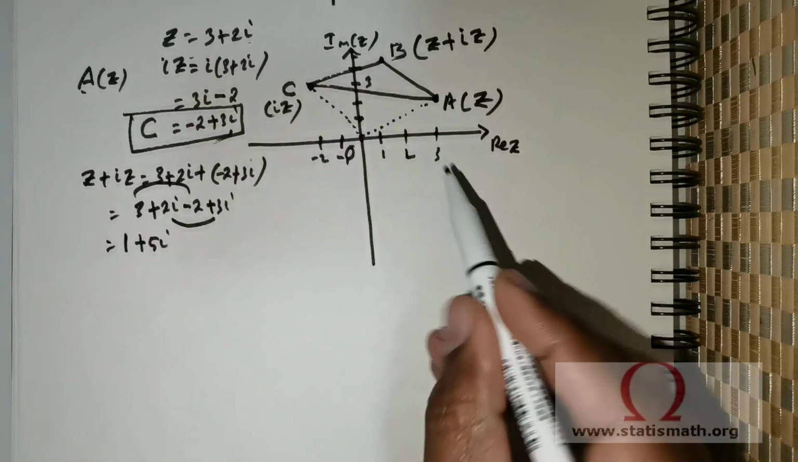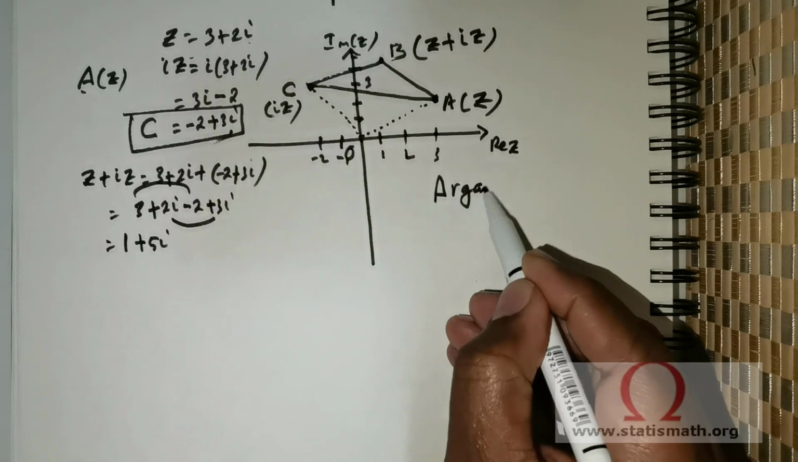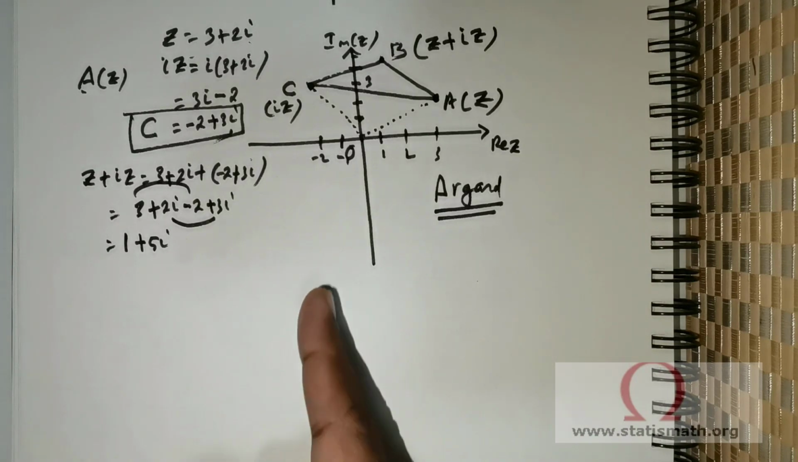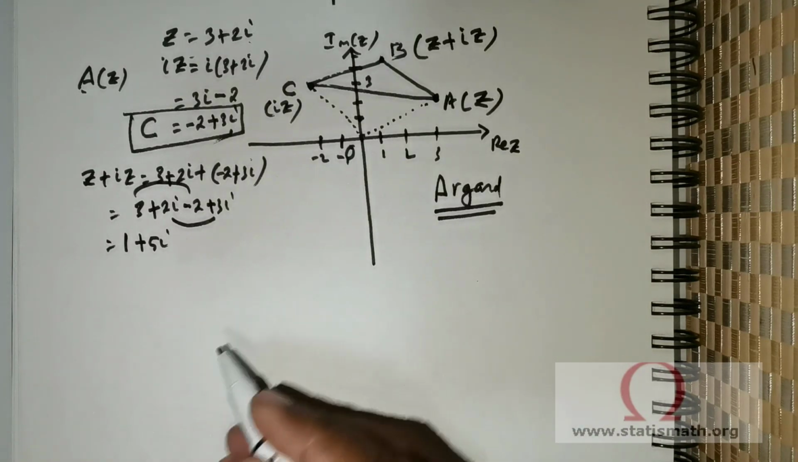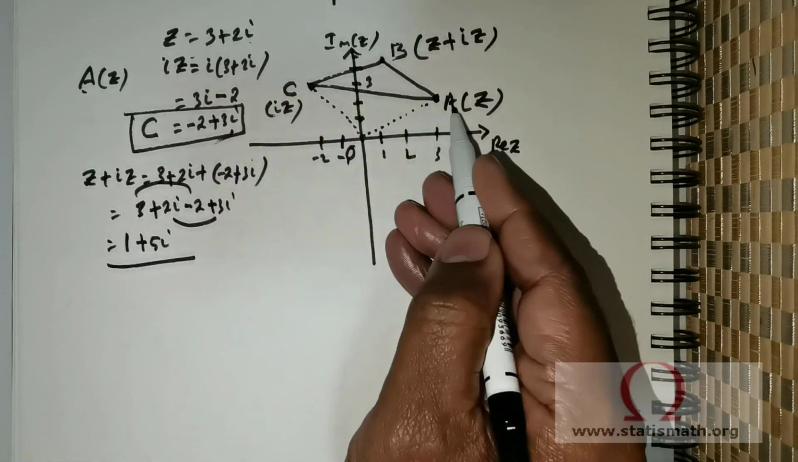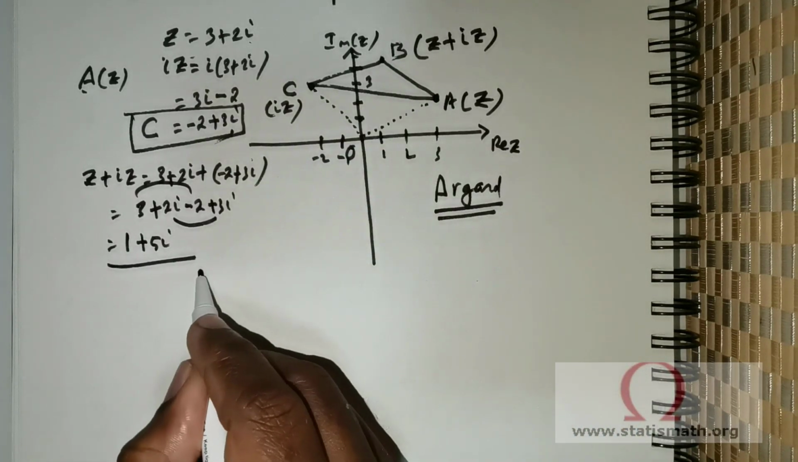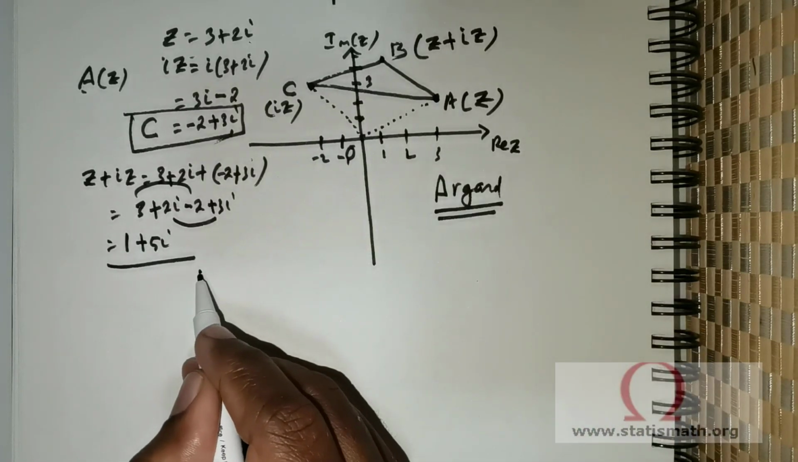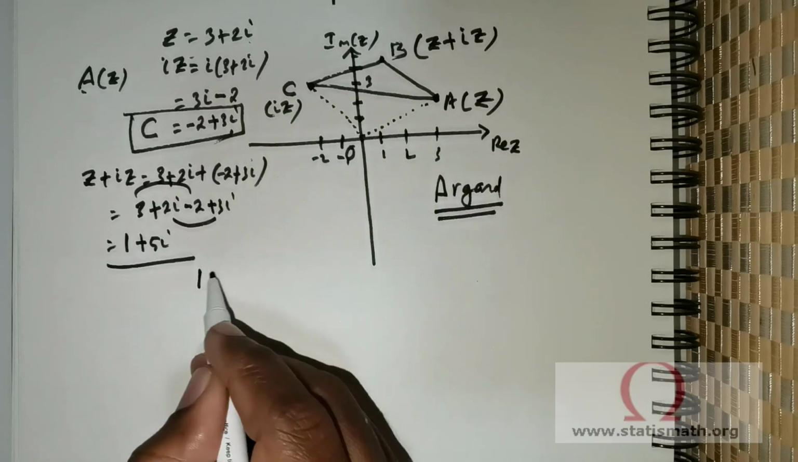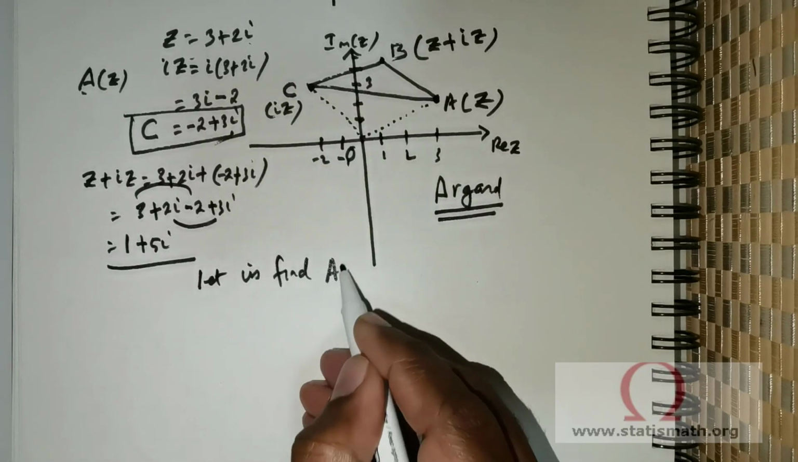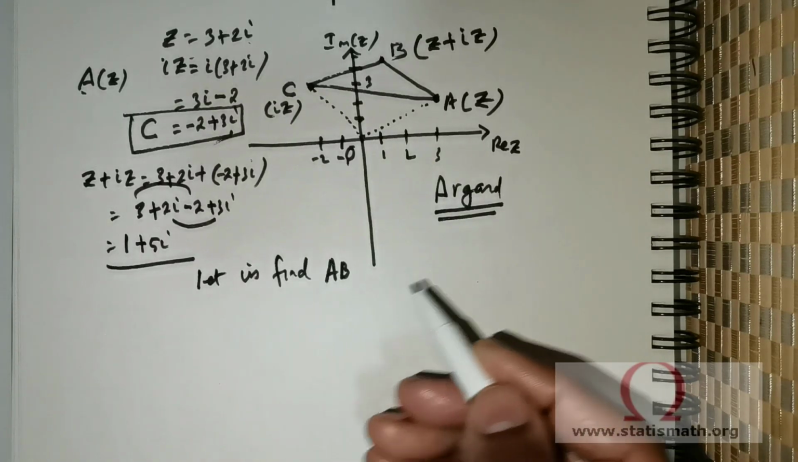Now this is very important. This Argand diagram is very important. Now we are going to find what happens if we have to evaluate the distance AC or AB or BA. So let us find AB.